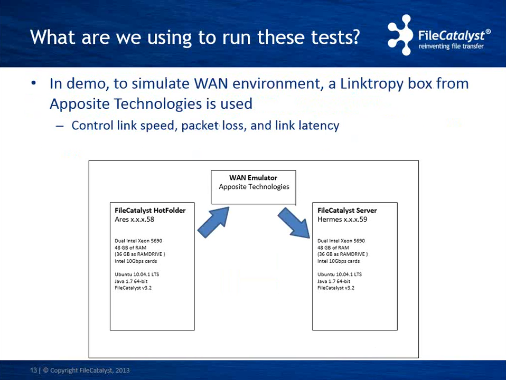So in our test, we're going to use a WAN emulator. This is available from Apposite Technologies. What this does is it actually controls the link speed. You can enter in packet loss, link latencies, and whatever. So this was going to go in and actually simulate our network for us. It's a wonderful product. If you have the chance to go and pick it up and you're in this kind of field, it's a great little tool to use. And so that's what we're going to use in our demo.